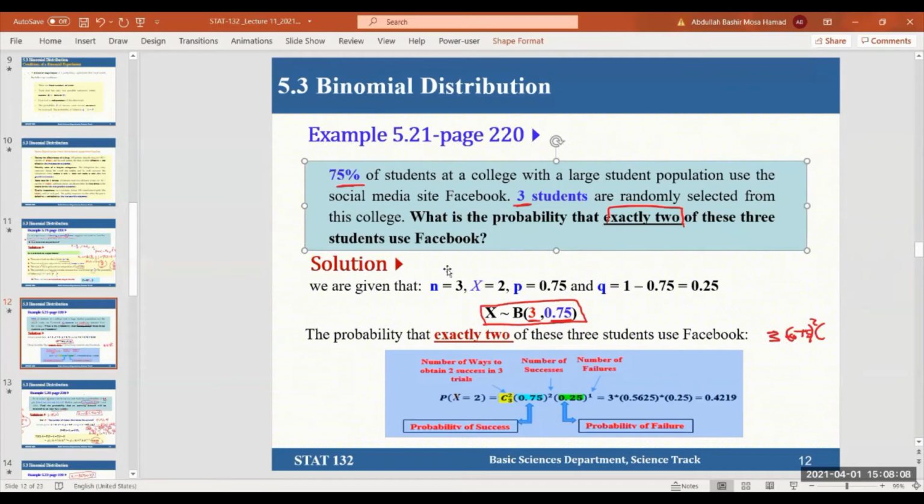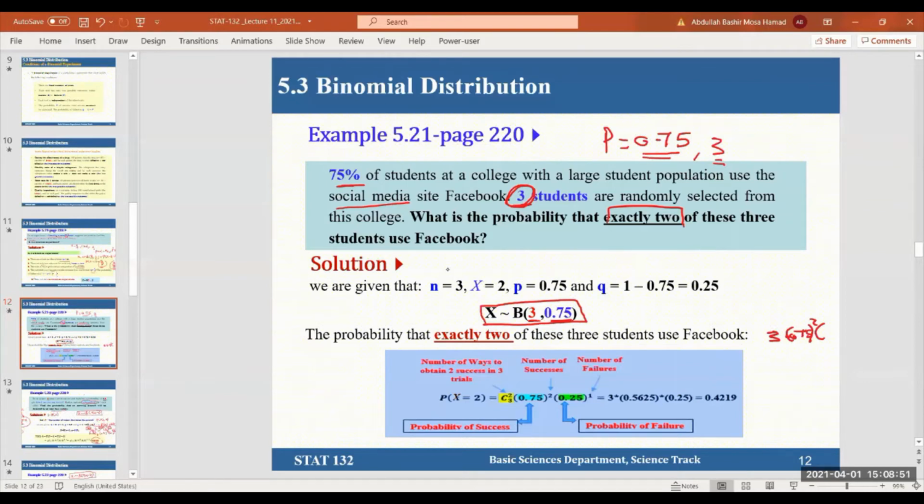P equals 0.75, right? Because 75% of students use social media, so the probability of using Facebook is 0.75. Okay, n is what? n is the number of experiments, the number of selections. We select 3, so n equals 3. So we write X distributed binomial with 3 and 0.75.